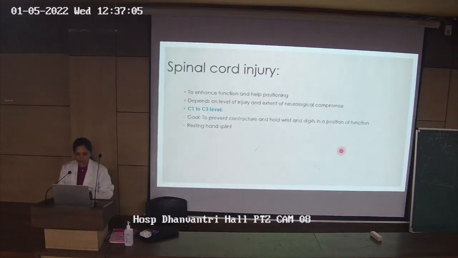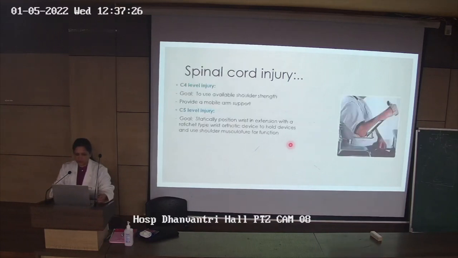In spinal cord injury patients, we give orthoses to enhance function and help the position of the joint. It depends on the level of the injury and the extent of the neurological compromise. If the patient has suffered injury at C1 to C3 level, then the goal is solely to prevent contracture and hold the wrist and digits in a position of function, and a resting hand splint can be prescribed. In C4 level injury, the goal is to use available shoulder strength to provide a mobile arm support. Here in this picture, this lever is providing the movement of the arm, and this is the universal cuff. With the help of this, the patient can feed himself.